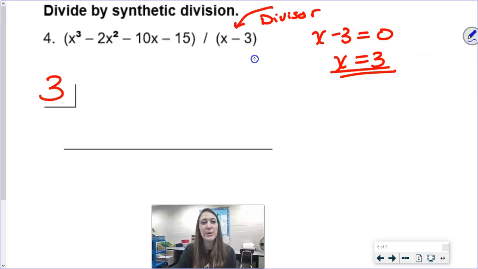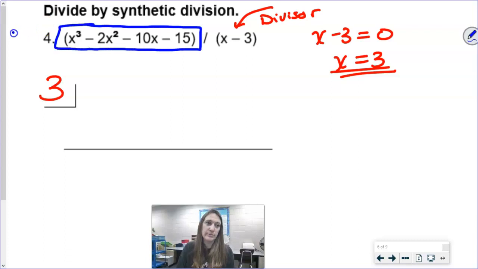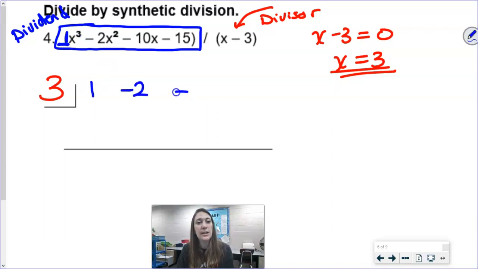So now we're going to take our dividend's coefficients in standard form order. So this is your dividend. I don't know if I spelled that right. Story of my life. First, I check that it's in standard form. It goes 3, 2, 1, 0, meaning 0 for a degree. That's standard form all the way down to the constant. So I'm just writing the coefficients. Remember, there's a secret 1 in front of this one. So the coefficients are 1, -2, -10, and a -15.